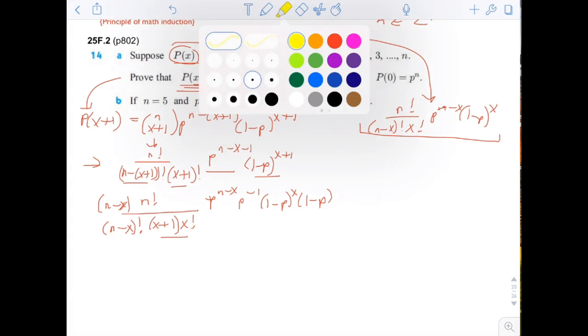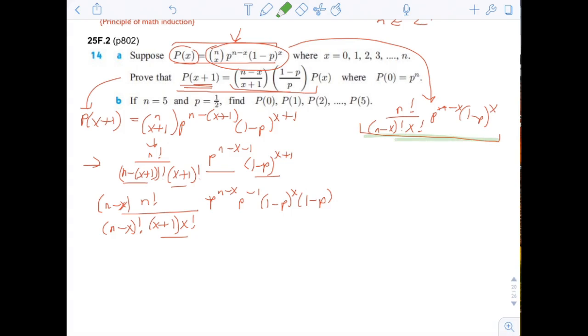Okay, now what we're going to do is identify everything that's here. So this, this, this, this, and this. Okay, so let's replace the green parts with p of x. And the rest of it we'll just leave. So n minus x divided by x plus 1 times p inverse, which is 1 over p, times 1 minus p. Okay, now we'll go back and replace the green parts with p of x. Does that look like this? n minus x divided by, it does. We did it. Okay.